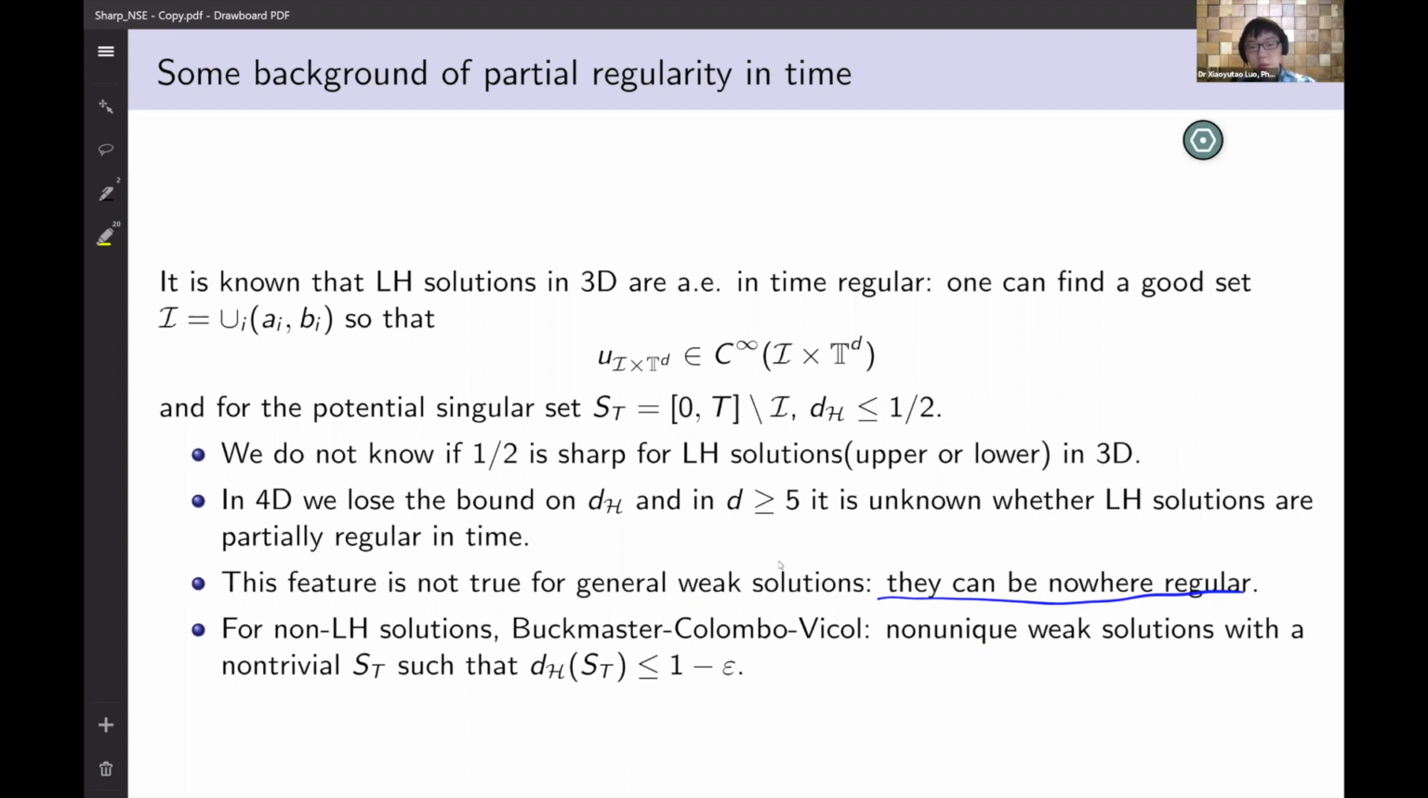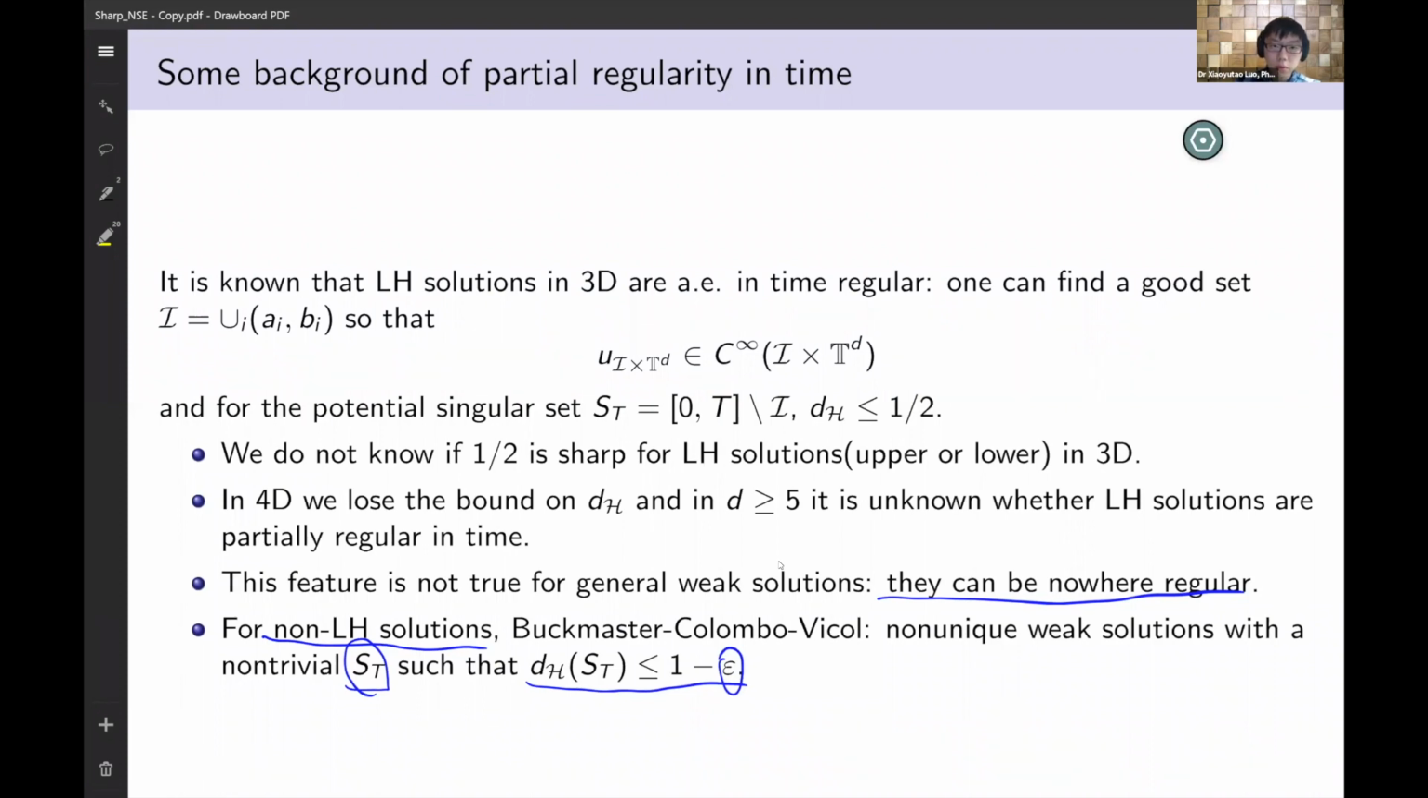If you just take a look at the construction of Buckmaster-Vicol, those solutions are nowhere regular. They are only L2 and slightly above L2, but nothing further. And concerning this partial regularity, Buckmaster, Colombo, Vicol in the same paper construct a class of non-Leray-Hopf solutions with this kind of partial regularity in time, and such that this singular set in time is non-trivial because you have non-uniqueness. Some bad things happen, so this singular set is not trivial, and you have a nice bound on this singular set in time. So the Hausdorff dimension is strictly less than 1. Again, this epsilon is very tiny, but it is bigger than 0.